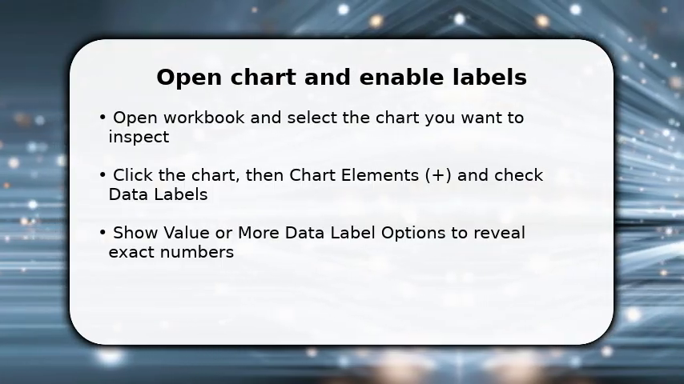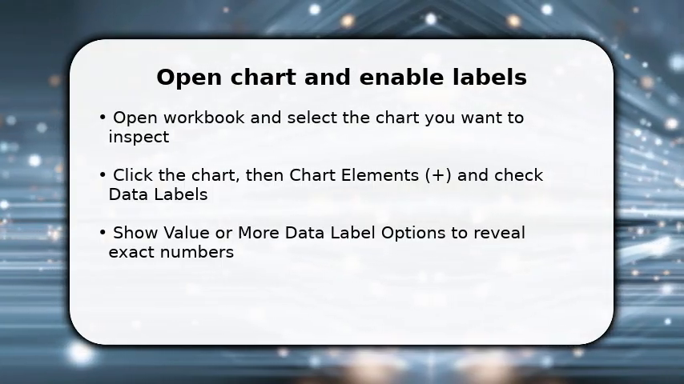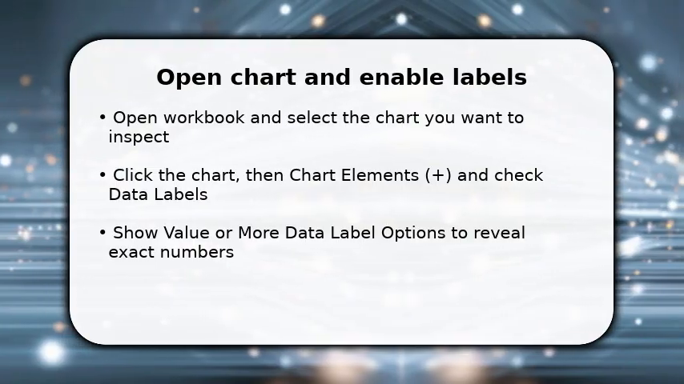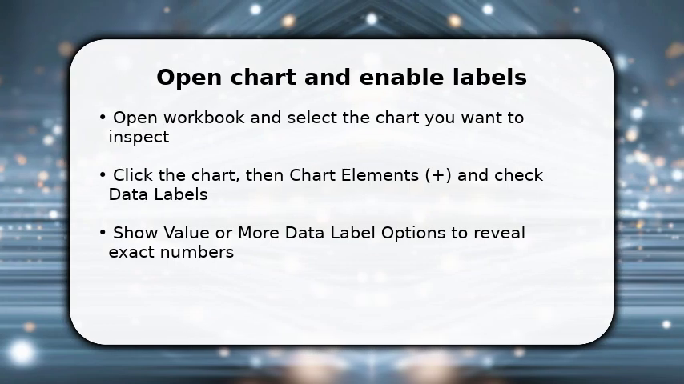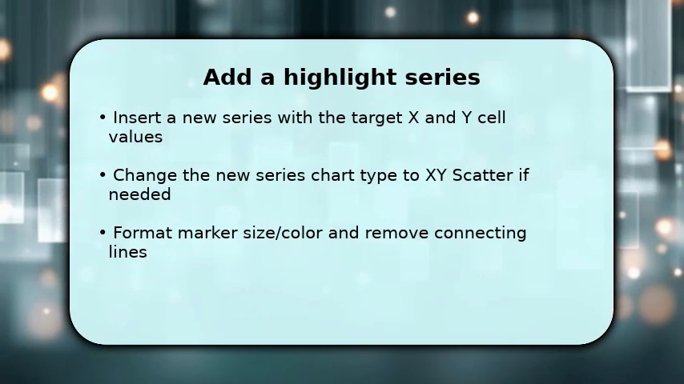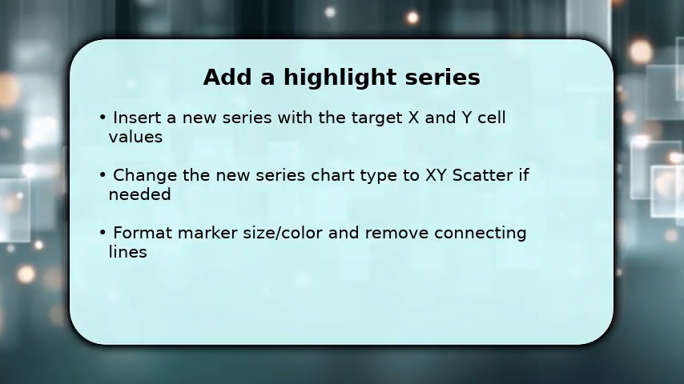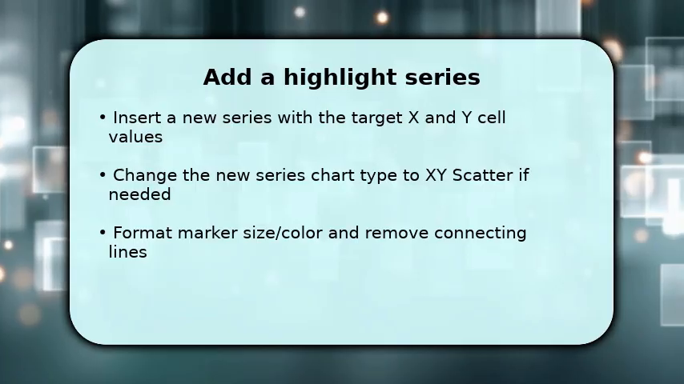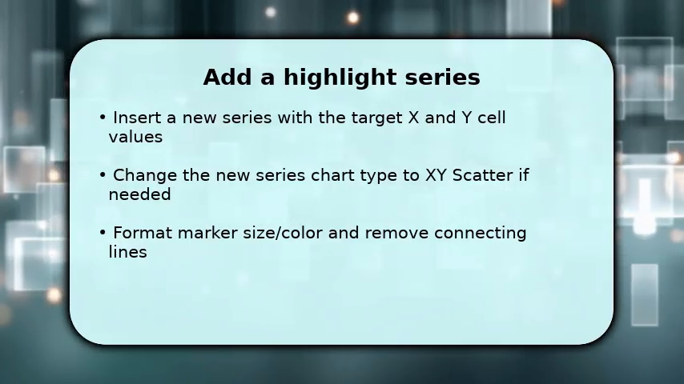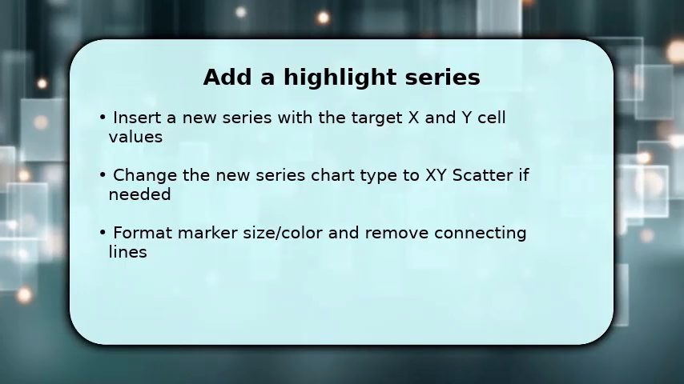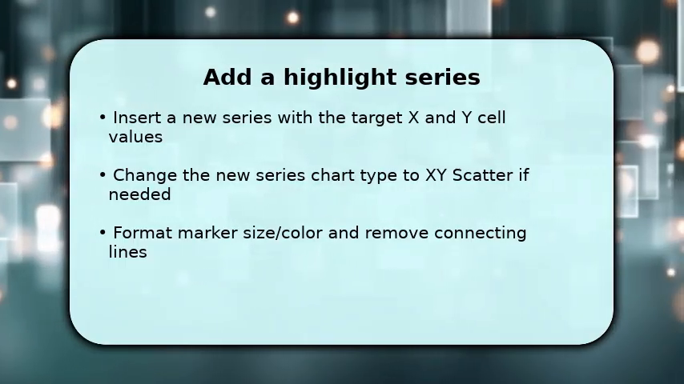This first step avoids guessing and gives you exact point values quickly, which is essential before adding any markers or custom highlights. Next, create a dedicated marker by adding a small series using the exact X and Y cells for the point you want to find. Once the series is added, change its chart type to XY scatter so the marker aligns precisely on the axes.